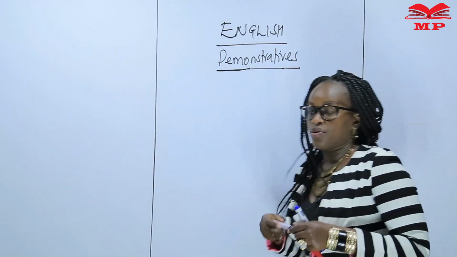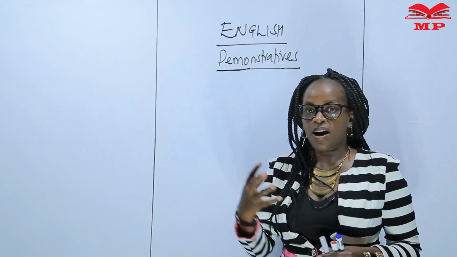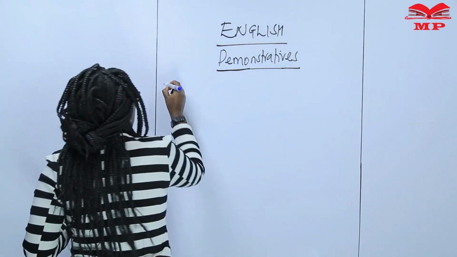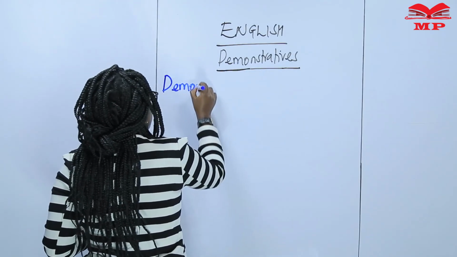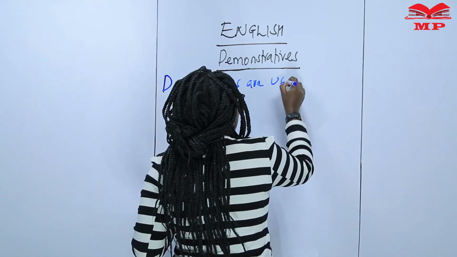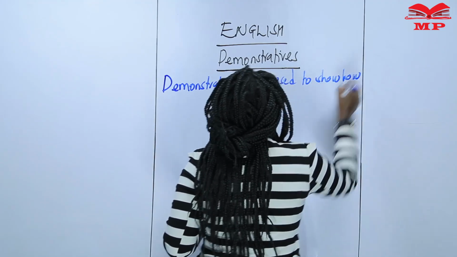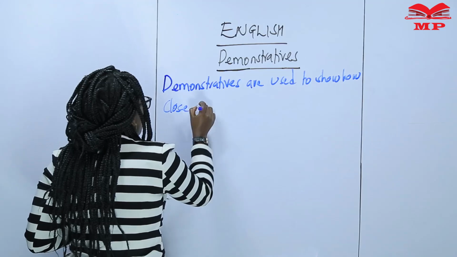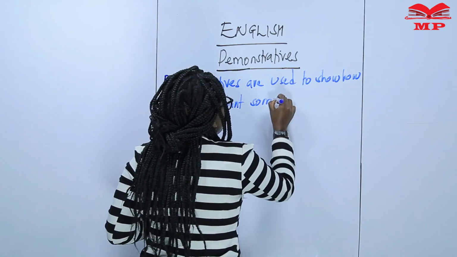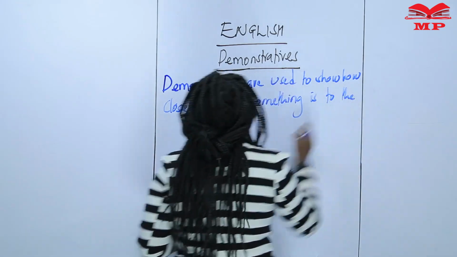Demonstratives are words that are used to show us how far or how close something is to the speaker. I can start by writing that definition. Are used to show how close or distant something is to the speaker.